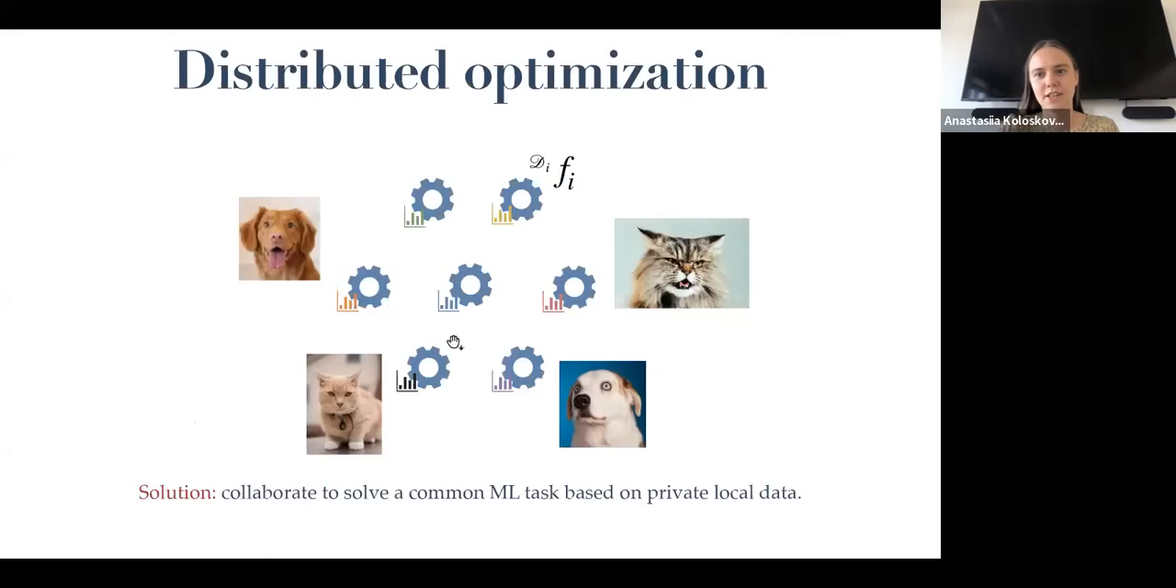Okay, so let's start with the setup. We want to solve a distributed optimization problem. What this means is that we have several workers and every worker has its own data connected to it. For example, as on this picture, different workers have pictures of either dogs or cats. And the overall objective is to collaboratively, over all the workers, solve a common machine learning task based on this local data. So we want to basically build a classifier of dogs and cats, while different nodes have access only to different pictures, maybe not all of them.